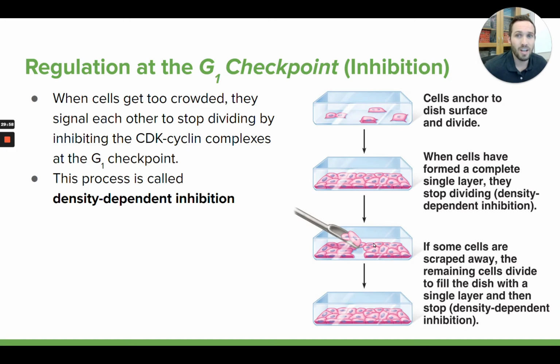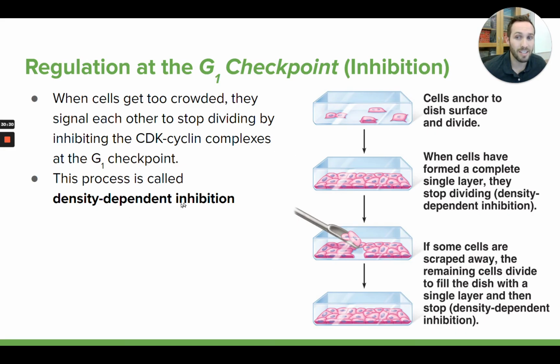The reason they stop dividing is that once it becomes too crowded, when you're shoved right next to other cells, there are signals that get initiated inside the cell that inhibit the CDK cyclin complex needed to get past G1. So it starts inhibiting the cyclins and the CDKs needed to move on past G1. Now you're stuck, because those CDKs and cyclins are what get you past the checkpoint, and they're being inhibited because the density of cells is too high.